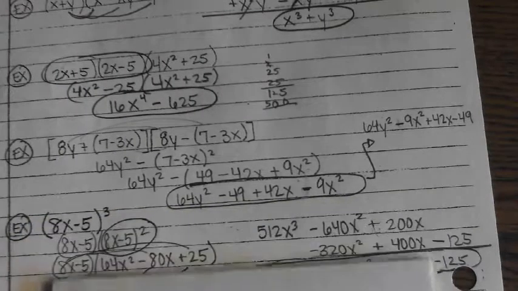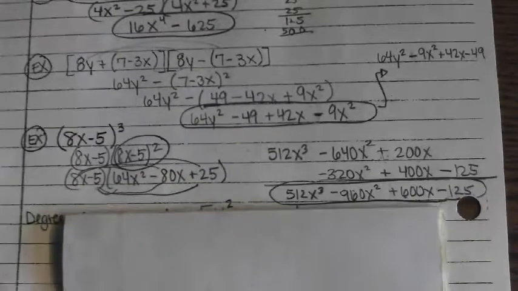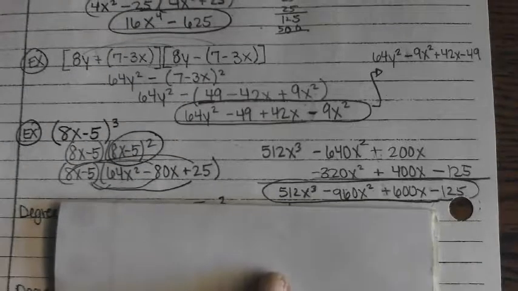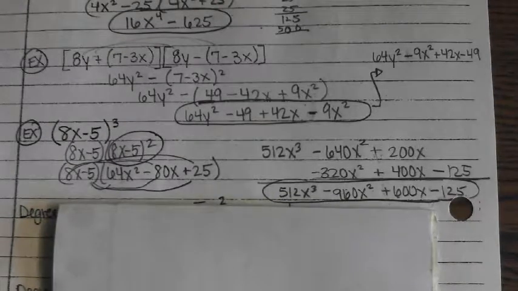And lastly, there's your 8x minus 5 cubed. This one, because you end up doing like 64 times 8, I felt like we needed a calculator for that one.